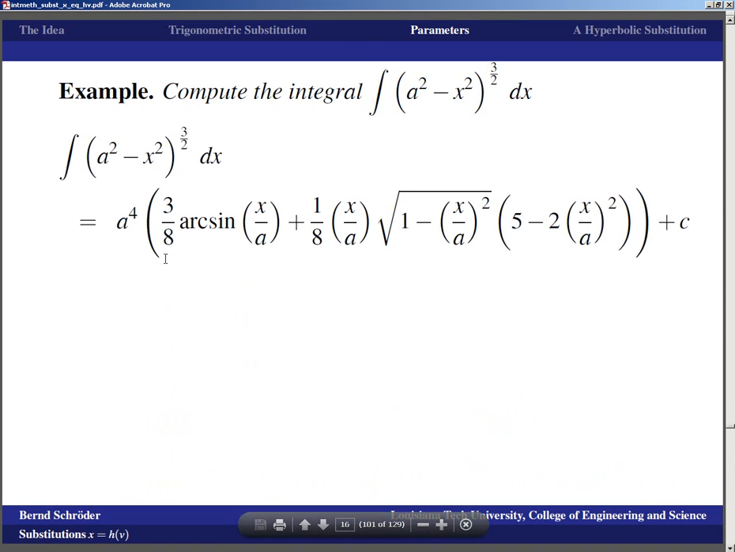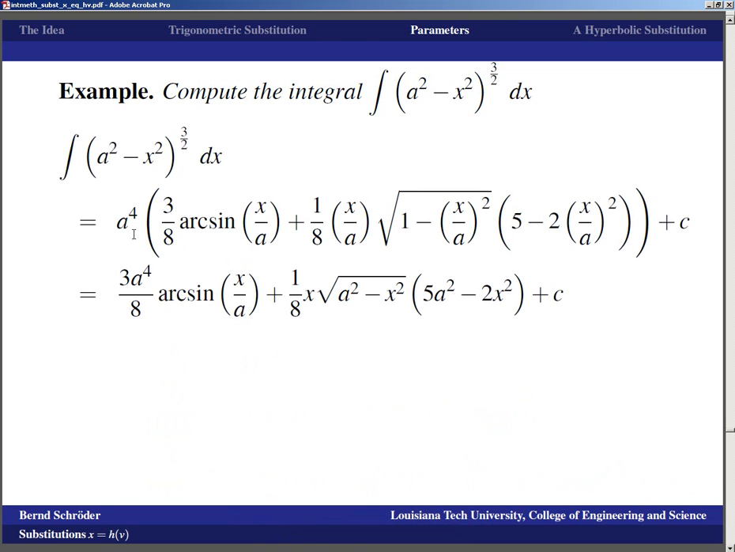And now we can also multiply the a to the 4th in here, and so we get 3a to the 4th over a arcsine x over a. There's nothing else we can do with this one. But in this term, we can distribute the a's into the various summands. So let's see, we've got an a to the 4th, so we've got 4 a's. Well, one of them cancels the x over a, so that's here. That leaves us with 3 a's.